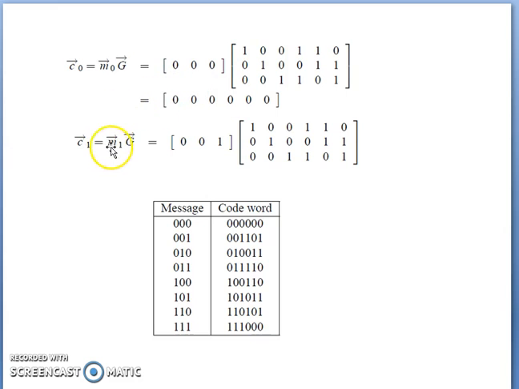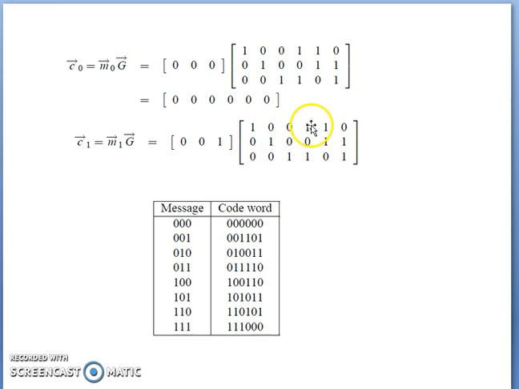Now let us take another example, message 001. In the case of 001, the first 3 bits of the code word must be the same as those of the message. So if you can see, 001 is the message and the first 3 bits of the code word are 001. The remaining 3 bits are found by using multiplication and addition.